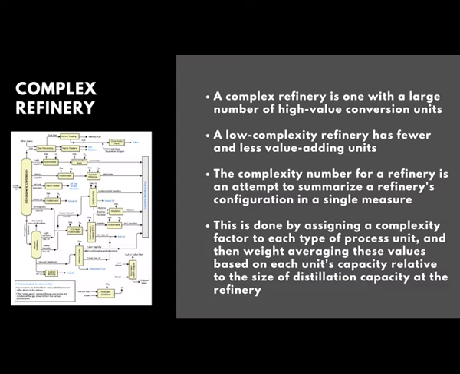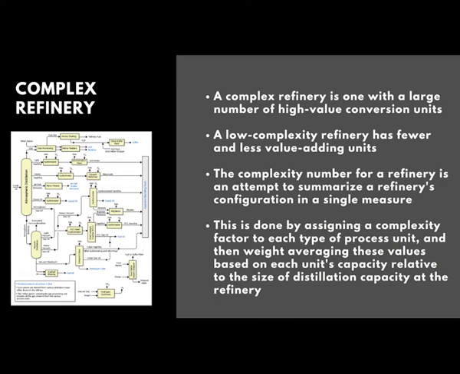Now let's try to understand a complex refinery. A complex refinery is one with a large number of high value conversion units. What does it actually mean? A complex refinery will have a lot of secondary processing units like a delayed coker unit, a fluid catalytic cracking unit, hydrocracker unit, so that all the residue is completely converted into valuable and useful products. A low complexity refinery has fewer and less value adding units.